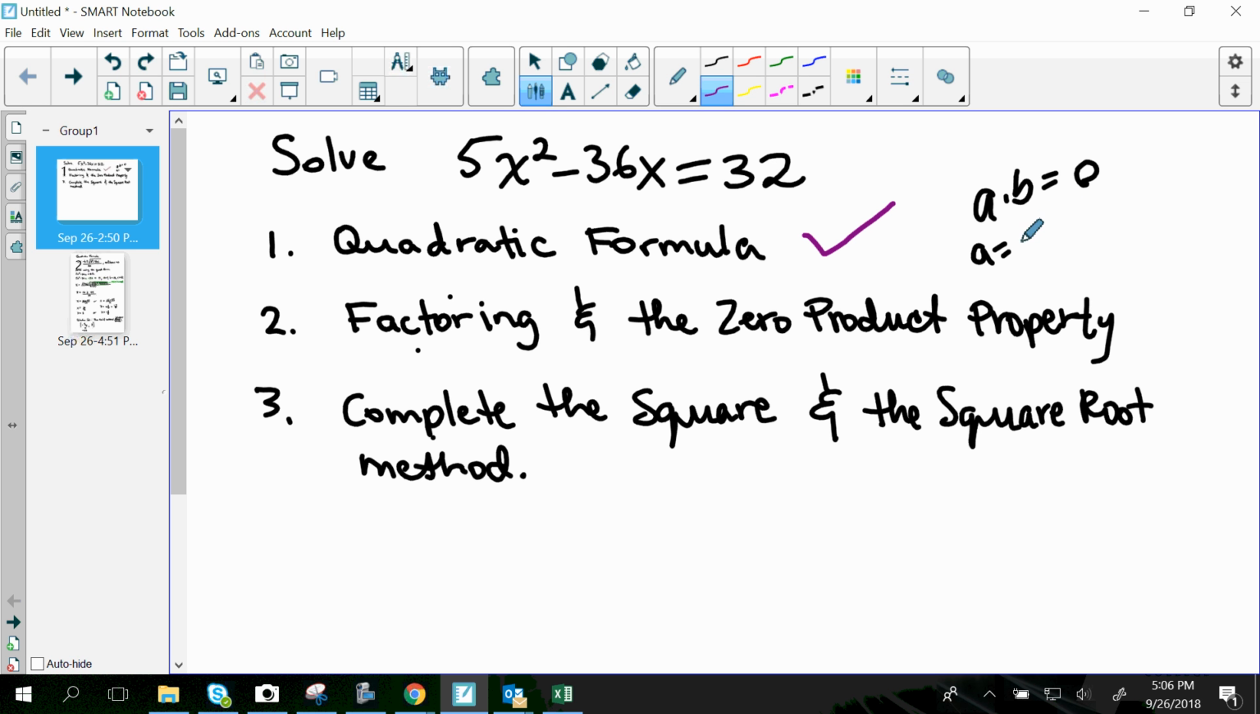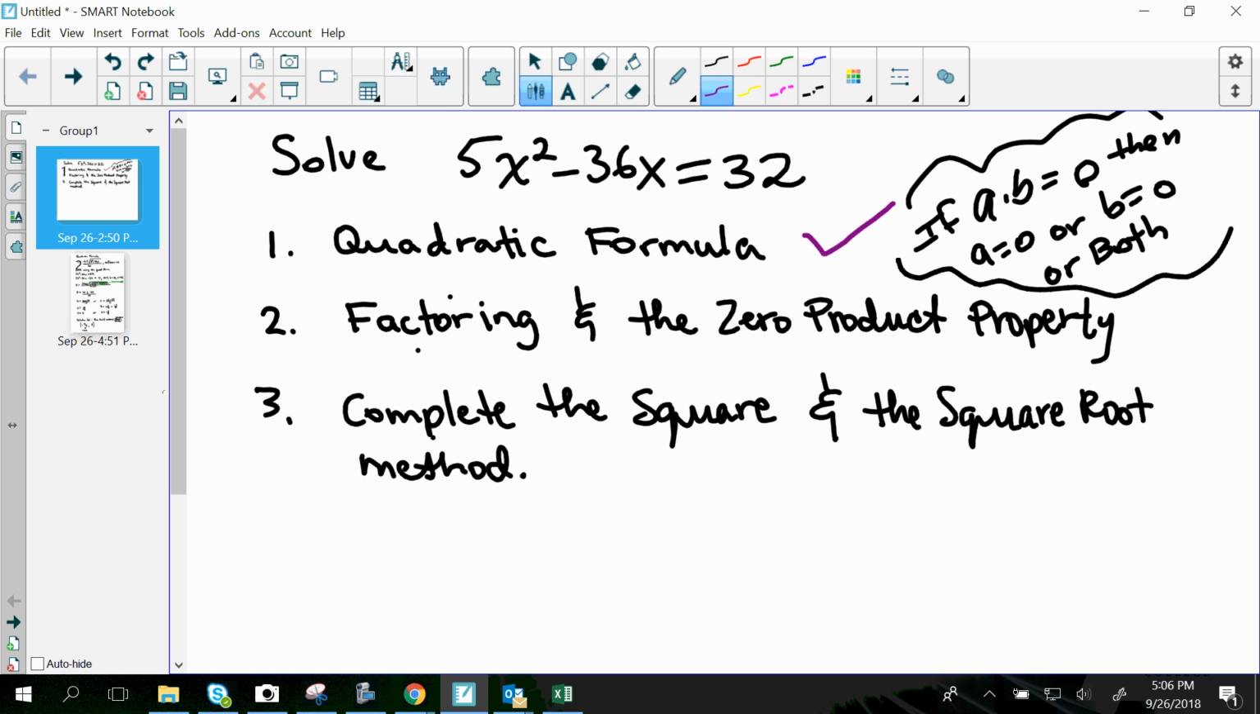It's kind of like an if-then. If something multiplied equals 0, then one of the factors must equal 0. Okay, that's the zero product property that we're going to be using here.